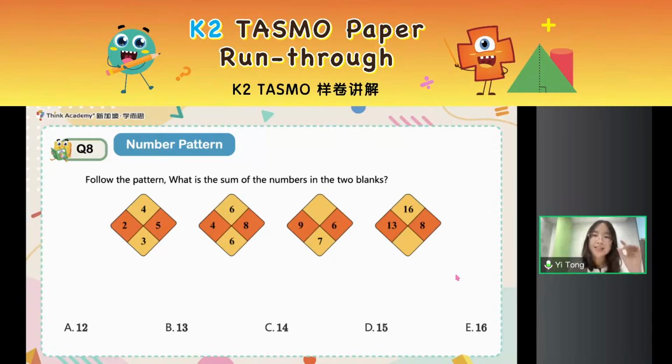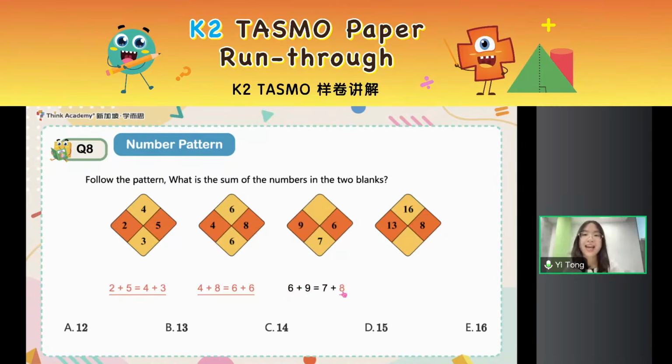So if we add the different color, for example, I add the yellow color together, 3 plus 4, and then orange color together, 2 plus 5. What do we get? Oh, they equal each other. And how about the next one? Let's write down the equation as well. Okay, now use your pencil. Write it down with me on your paper. So 4 plus 8 equals 6 plus 6. Now the next one, this is where our mystery number comes. So 6 plus 9 equals what plus 7?